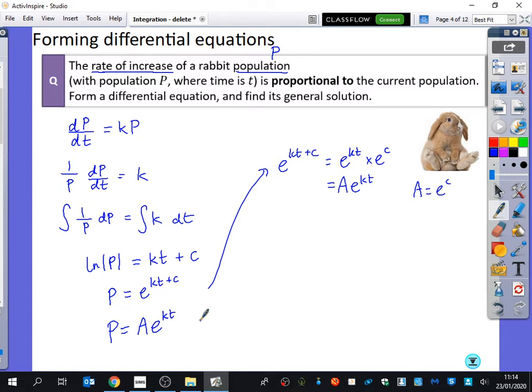No numbers. The only number on this whole page is the number one. Okay? This is what maths basically becomes. No numbers, just letters.